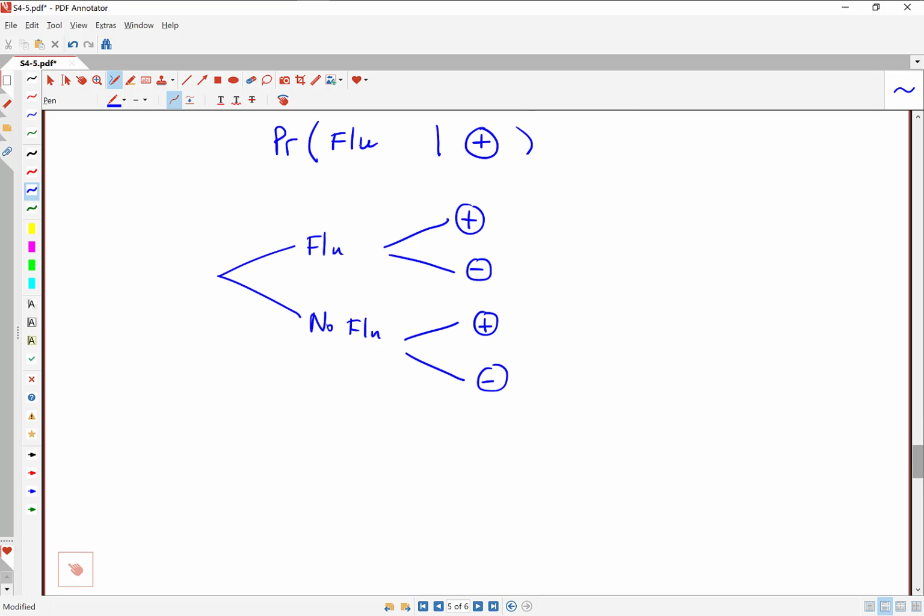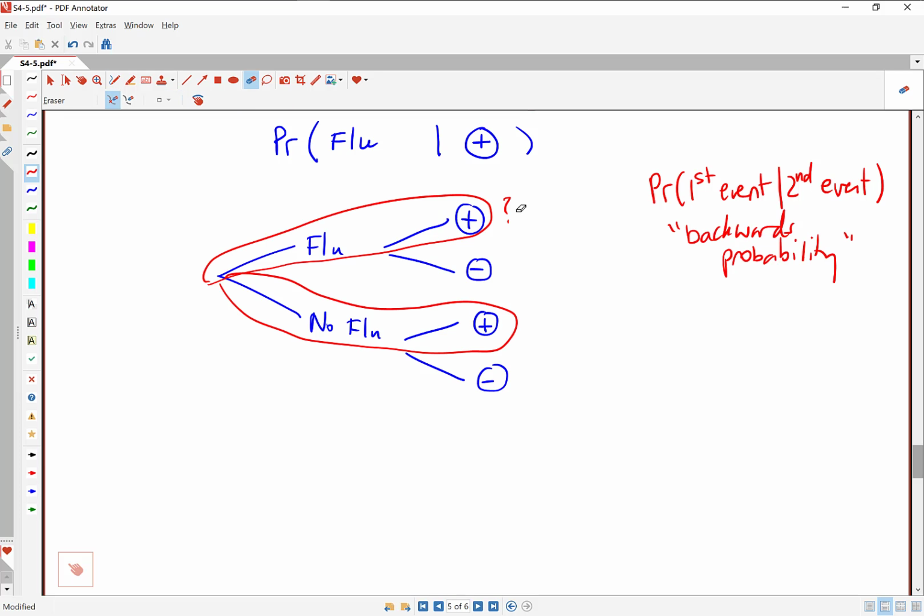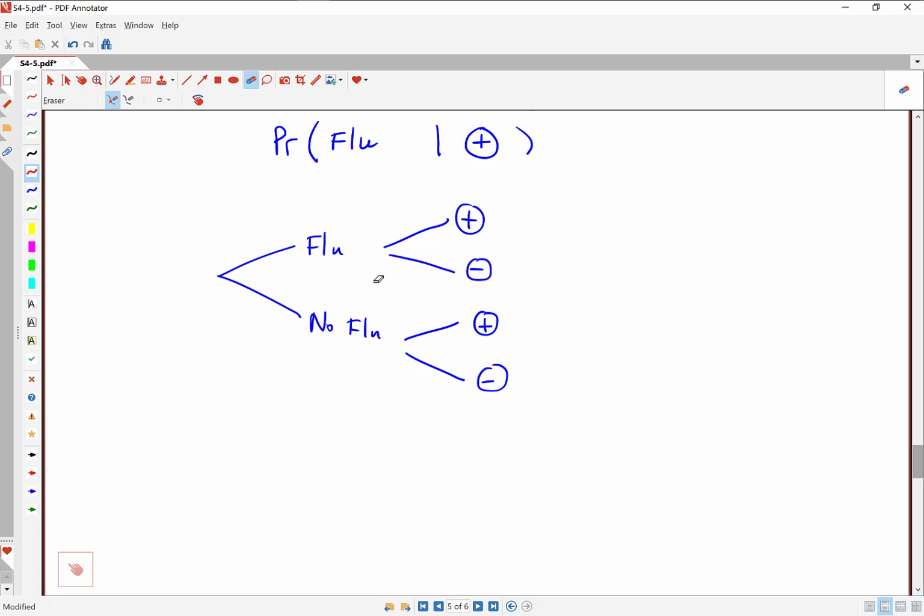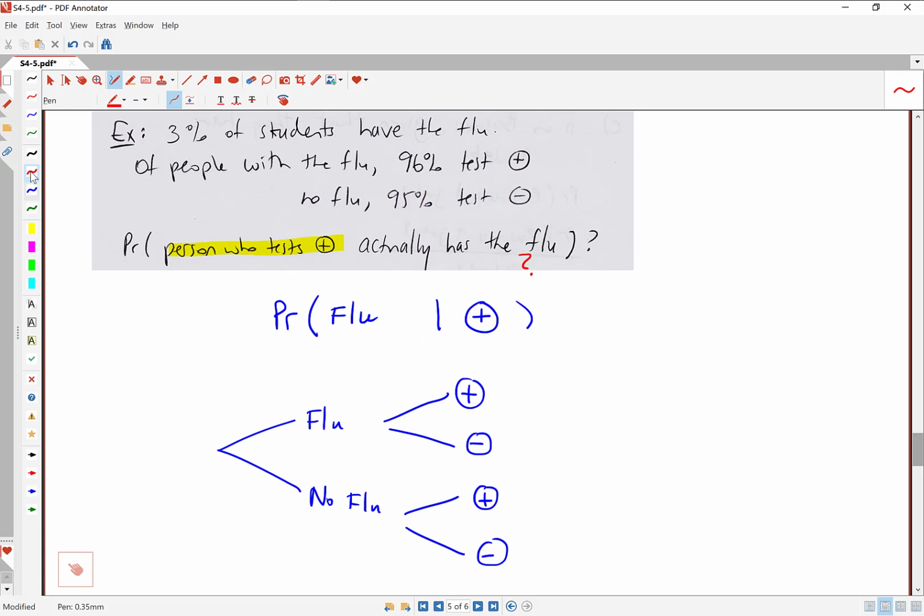Now let's look for a second at the probability that we're trying to calculate. It has the structure probability of the first event given the second event. So this is what we were calling a backwards probability. Just for a visual representation of the backwards probability, you could say the second thing is happening. You know they're coming back positive for the flu, but your question is about the first thing and wondering, well, do they actually have the flu or not? So what we're going to do here is label all the probabilities onto our tree diagram. So let's see what we know. 3% of students have the flu.